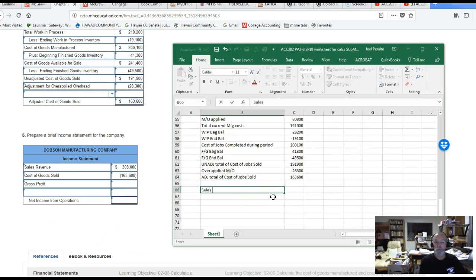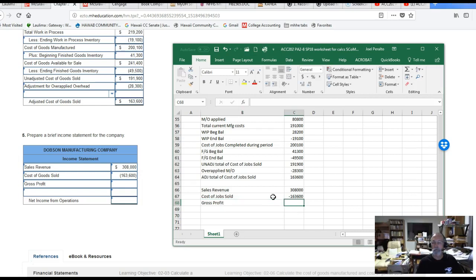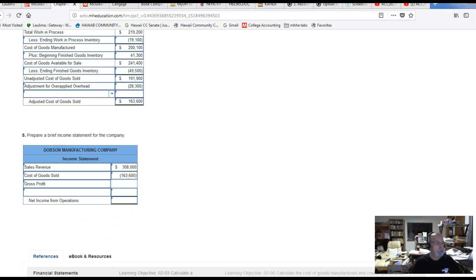Sales revenue was 308 minus 163.6, cost of jobs sold, and the difference is gross profit, and that's going to be the total of those two. Let me see that amount again, 144.4.